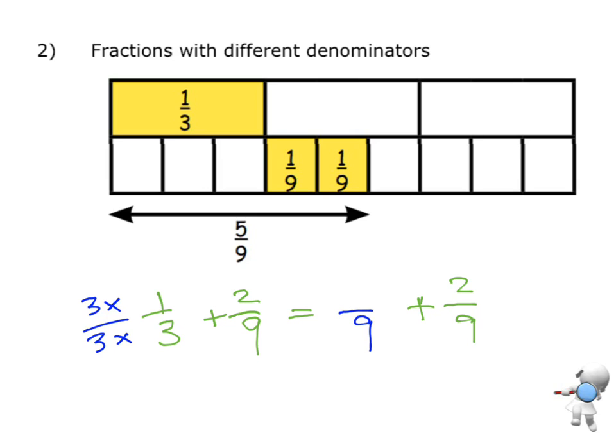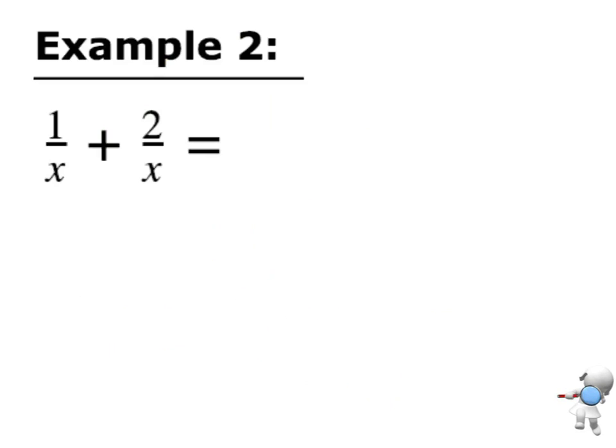So therefore 3 times 1 on the top is 3. Now that I've got the same denominator, now I could combine them together and do 3 plus 2 is 5, and that would give me the answer. Alright, so that's just a quick reminder with numbers. Now we want to extend this to algebra, but the same ideas apply.